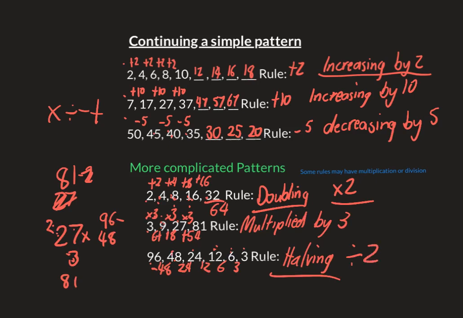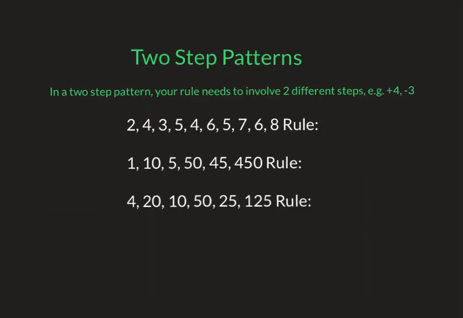So sometimes you really need to study a little bit harder, but I'm just telling you that I want to see you writing down above each of them how much they're increasing or decreasing by to make sure that your rule is correct, okay? Sometimes you have a two-step pattern, and with a two-step pattern, there's two things going on.